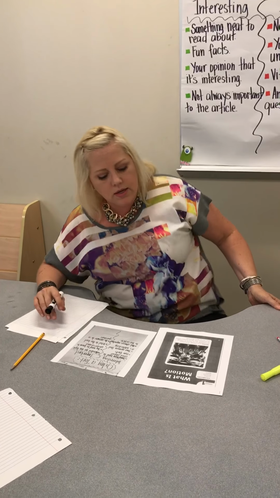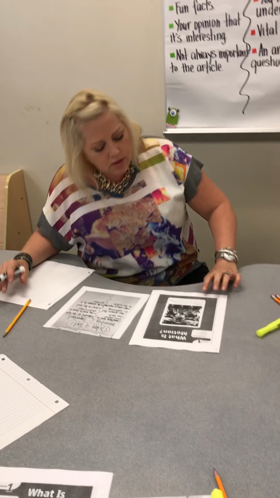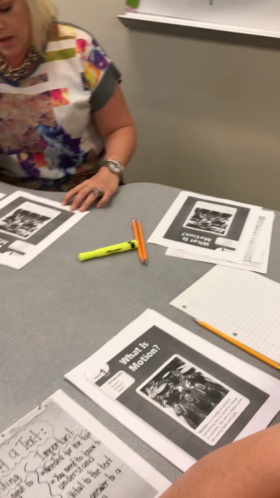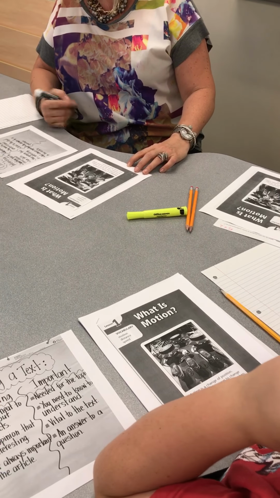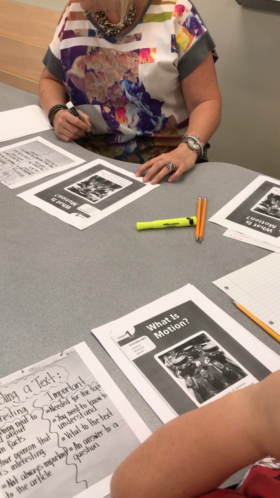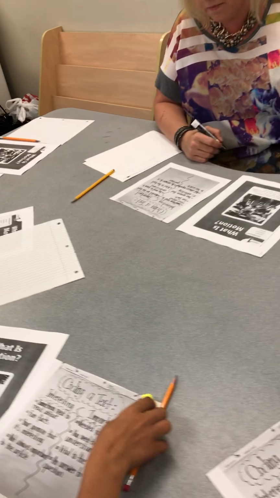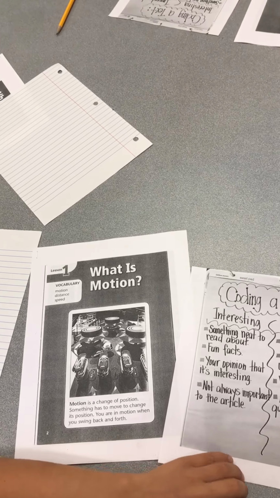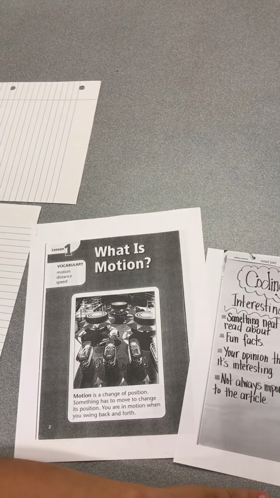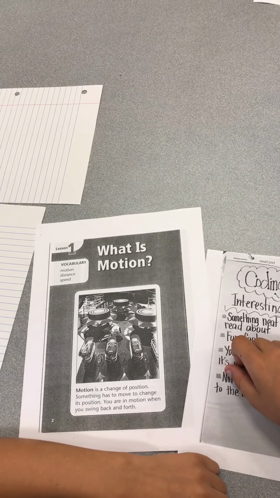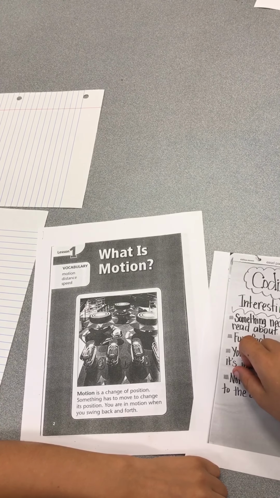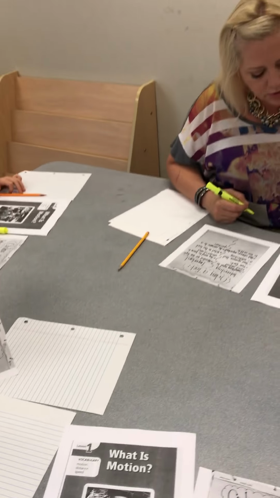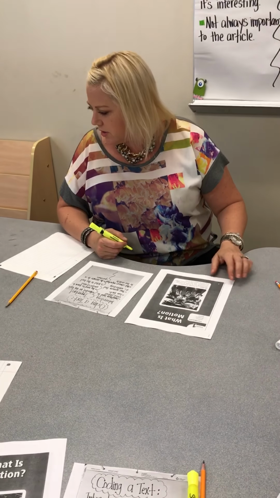Okay. All right, so let's look at the, can you read the title for me, Jacob? What is motion? What is motion, okay? And below the picture, can you read what's below the picture, CJ? Motion is a change of position. Something has to move to change its position. You are in motion when you swing back and forth. Okay. Motion is a change of position. Something has to move to change its position.